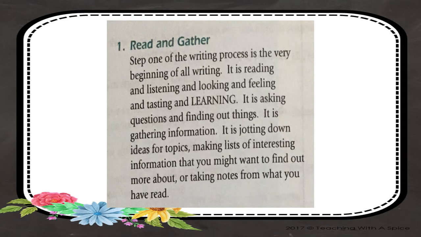It is gathering information. It is jotting down ideas for topics, making lists of interesting information that you might want to find out more about, or taking notes from what you have read. So all of those things are part of reading and gathering. So the very first part of your writing process will be getting your information, reading about things. So for a book report, the very first step in your book report is to read the book.